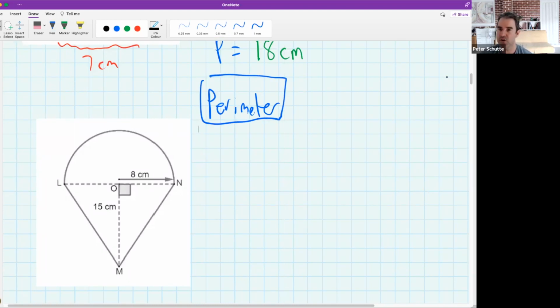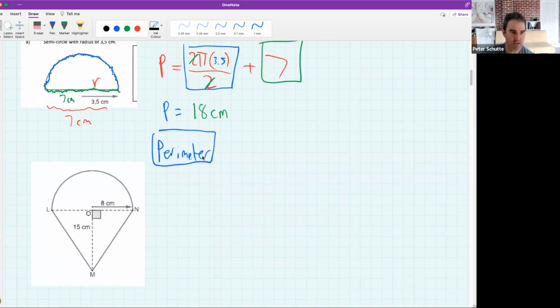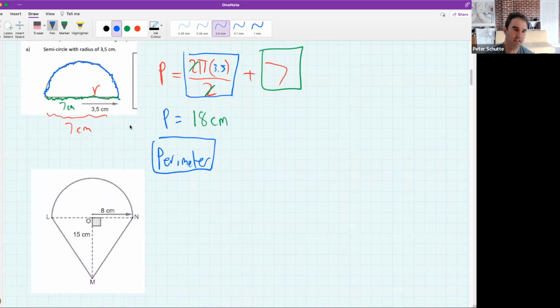So Kutle, what is your question? So I just wanted to know why we added the 7. Is it part of the formula? No, so the reason we added the 7 is perimeter means going around the outside of a shape. And so when we cut that circle in half, we had to add the 7 on the outside. Does that make sense? Yes, sir, I get it.